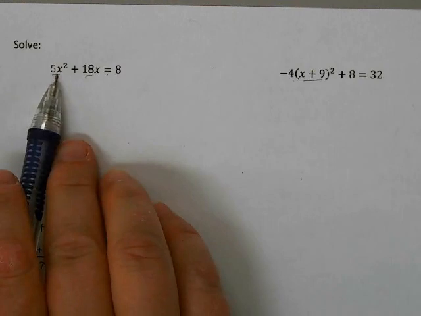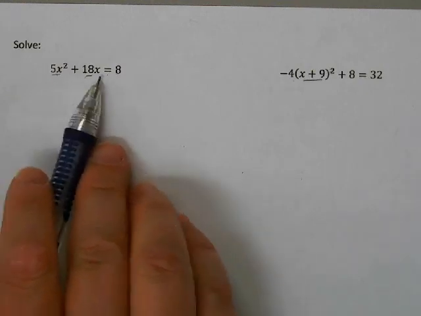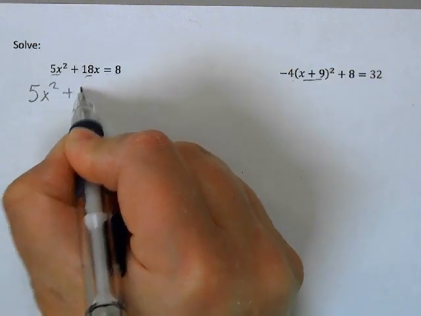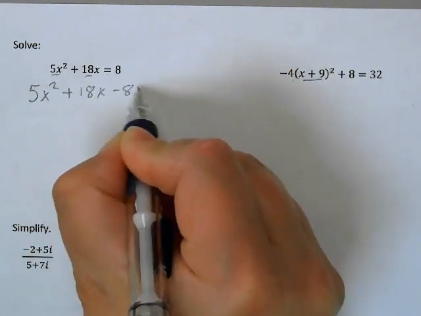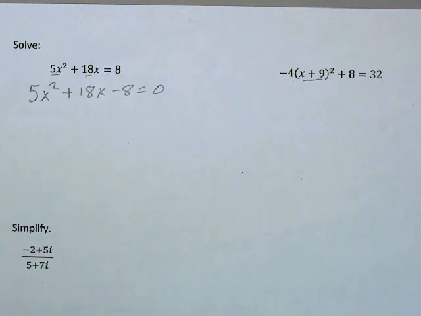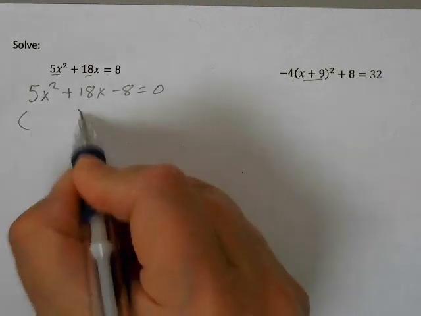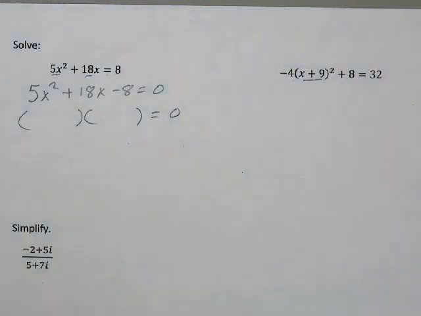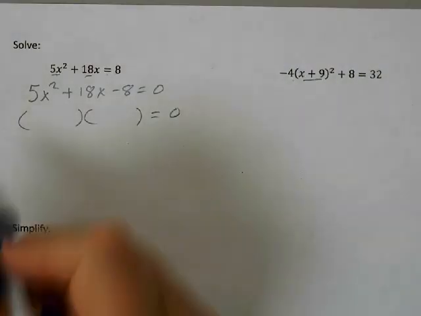The first one, since it's almost in standard form. In fact, I can write it in standard form by subtracting 8 from both sides. And when I write it in standard form, since this equals 0, I know that I can solve. If I can find the two things that multiply together to get 0 for an answer, then I can figure out what x is. So I'm going to try to factor this one.